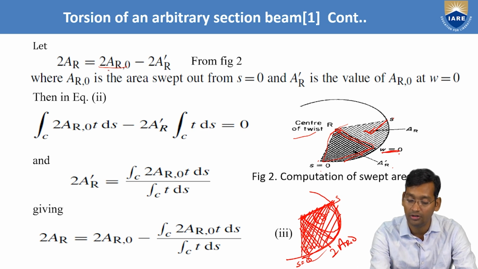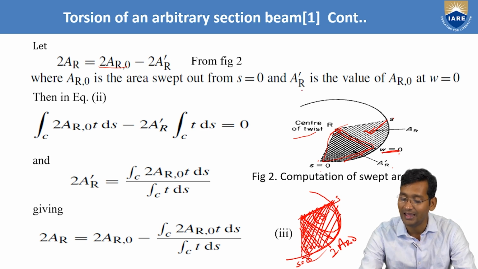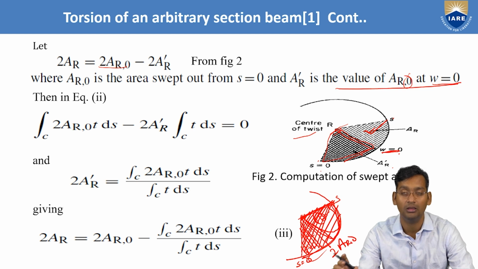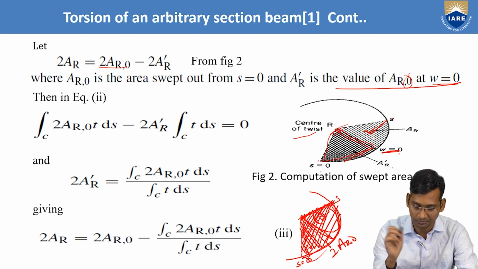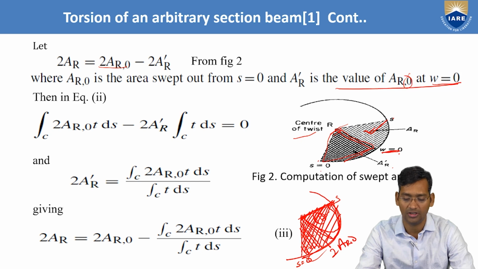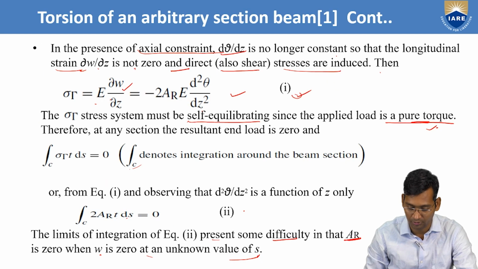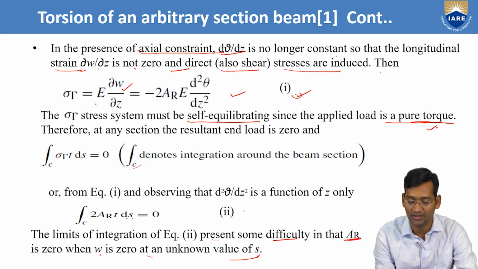So AR not is when A dash R is swept, that is at 0 wrapping. So when W is 0, that's why here it's 0. And previously also we had seen that at that time wrapping will be 0. So that's why choosing the limit is difficult. Now just integrate both sides. Then in equation 2, from figure 2, the AR value is 0. Then in equation 2, just substitute here, angle 2AR TDS equals 0. So now put the AR value here.